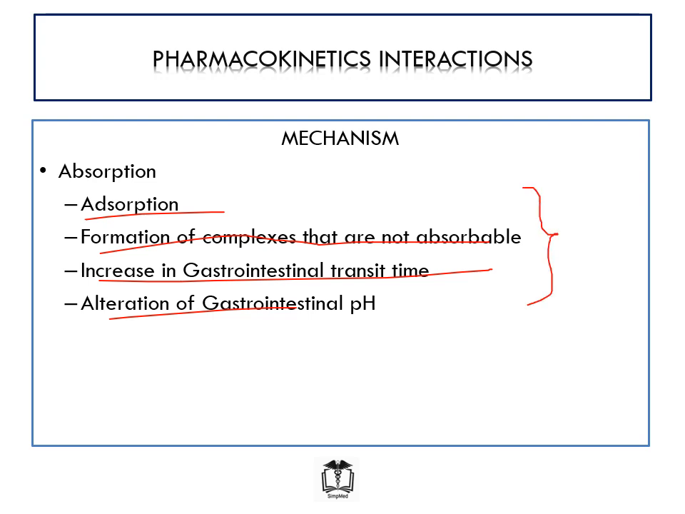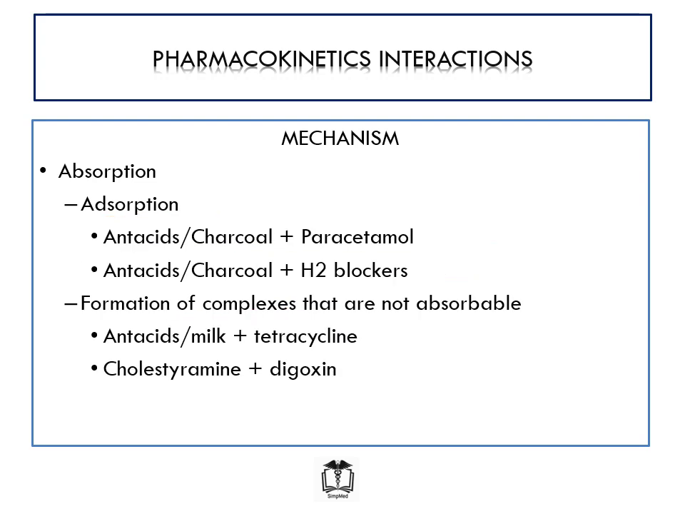these four mechanisms. So here are examples of drug interactions whereby absorption could be affected when we are using two of those drugs concurrently. And like I said, there are various mechanisms by which absorption could be affected. If it's in the mechanism of adsorption, examples could be when we use antacids concurrently with paracetamol or charcoal concurrently with paracetamol, or when we're using antacids or charcoal concurrently with H2 or histamine 2 receptor antagonist. In this case, what will happen is that the charcoal or the antacids will bind together with the paracetamol or H2 blocker and thereby reduce the absorption of this drug.